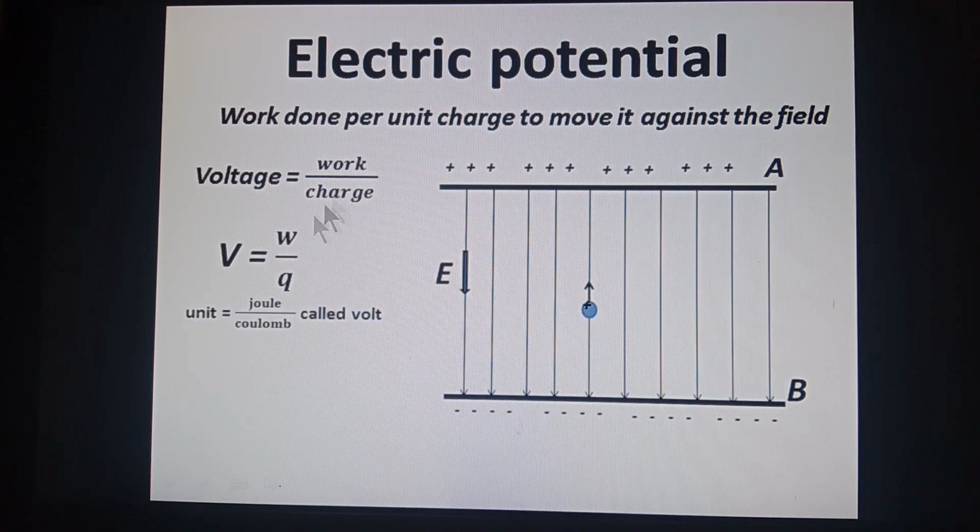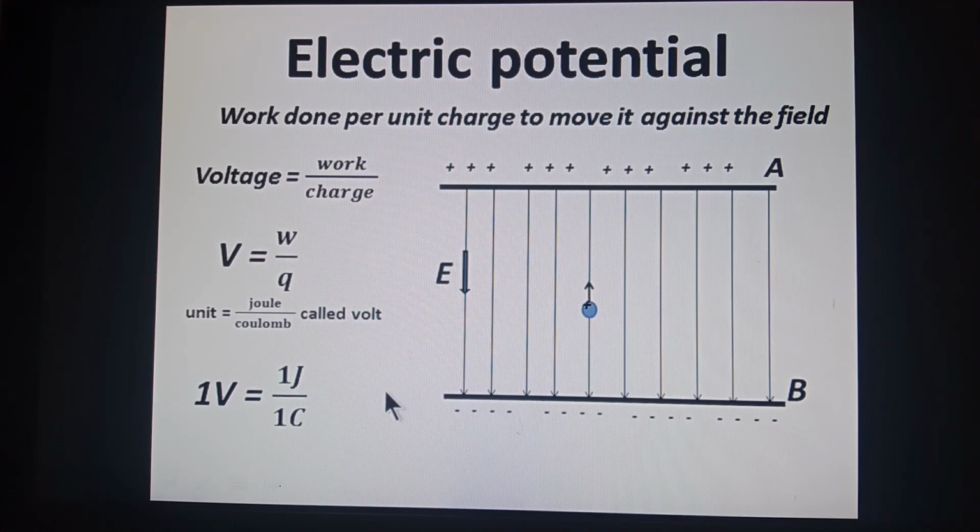Students, the unit of electric potential is joule per coulomb. Joule is the unit of work or energy. Coulomb is the unit of charge, and it is called volt. So 1 volt is the potential difference or electric potential at a point if 1 joule of work is required to move 1 coulomb charge against the field to bring it to that point.